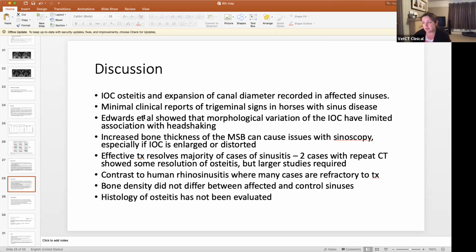They did talk about human rhinosinusitis quite a lot. So many cases are refractory to treatment. And in those cases, when they take bone biopsies, there isn't actually an inflammatory response within the bone. It's mostly thickening and increasing density and mineralization. They comment that the bone density didn't differ between affected and control sinuses. And also the limitation is that they haven't done any histopath on these.